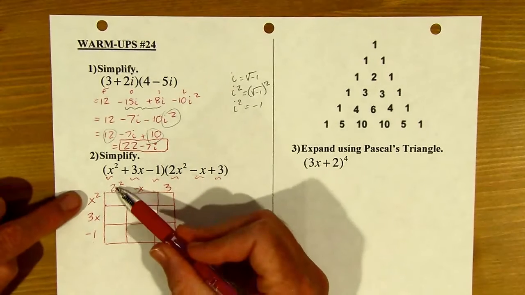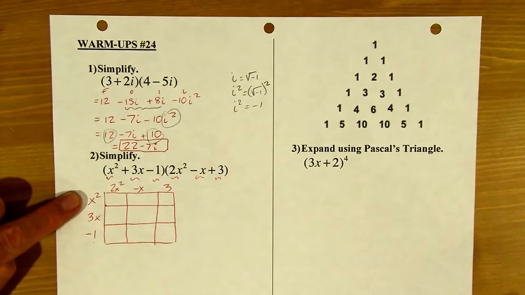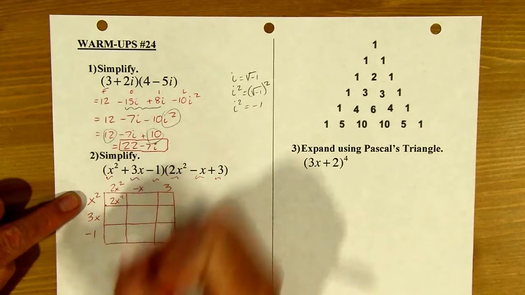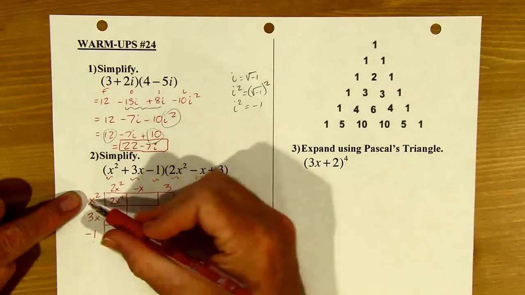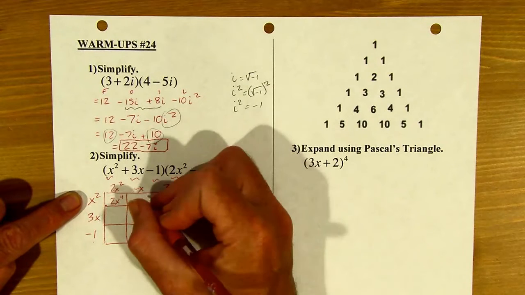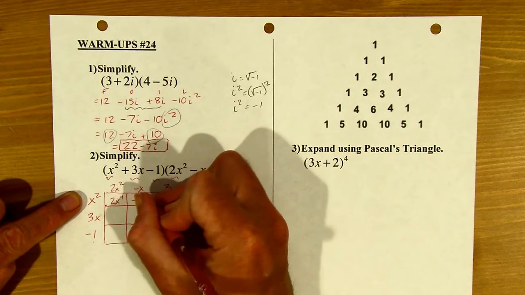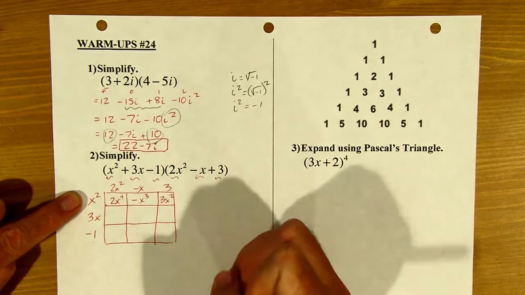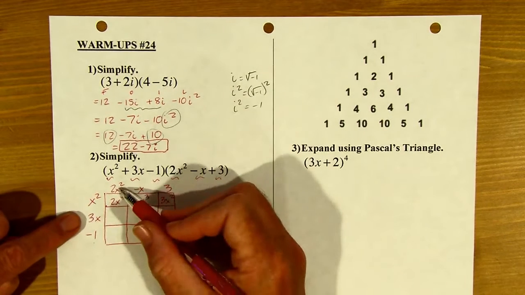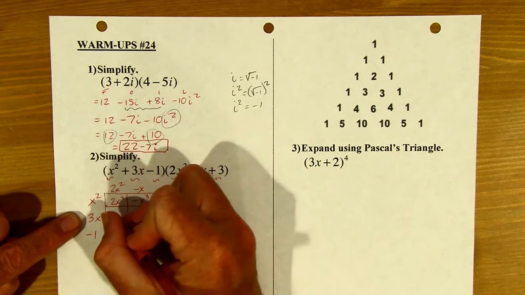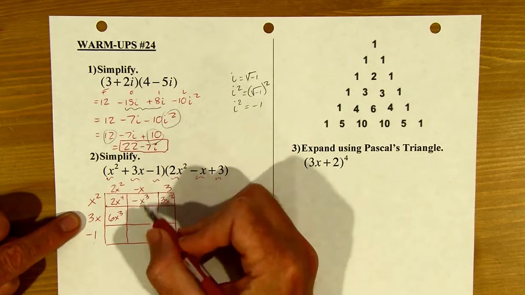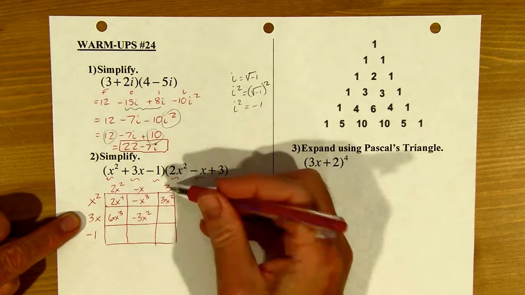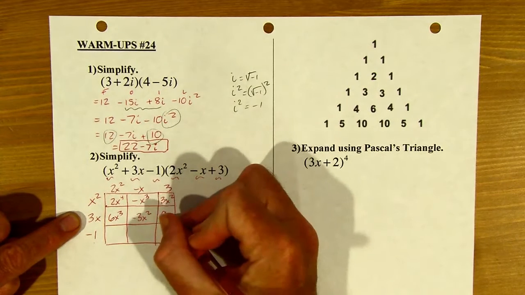So in the top left corner, I'm going to do x squared times 2x squared. That's going to give me 2x to the fourth, right? x squared times x squared is x to the fourth. And then x squared times negative x would be negative x to the third. x squared times 3 is 3x squared. Okay, moving on to the next row. 2x squared times 3x is 6x to the third. 3x times negative x would be negative 3x squared. And then 3x times 3 is 9x.